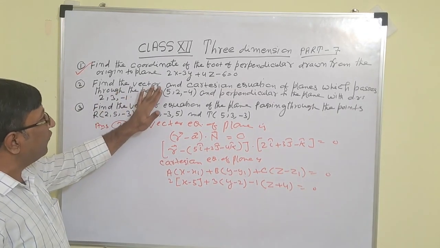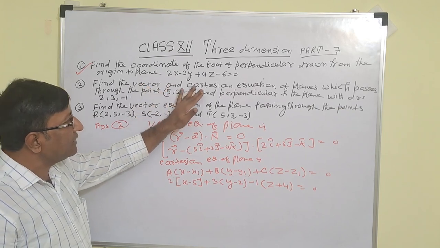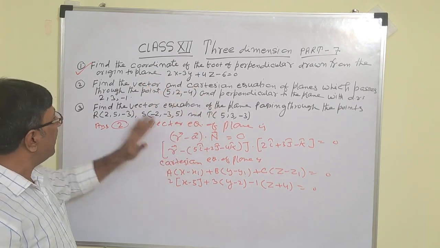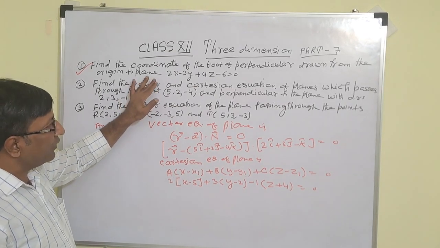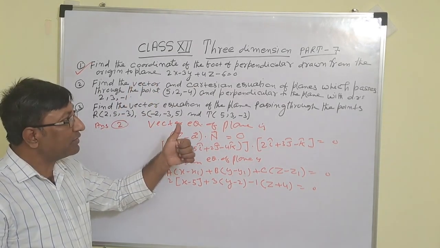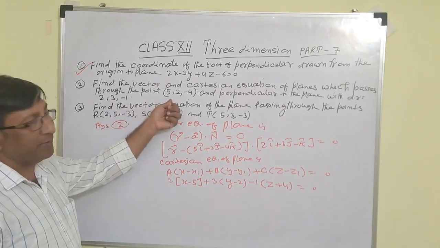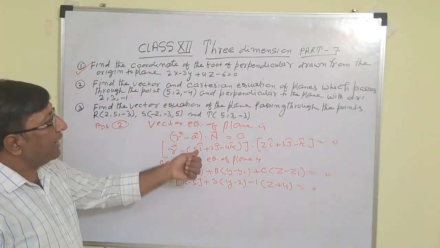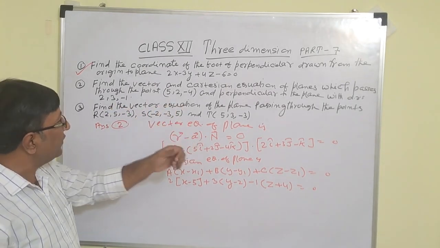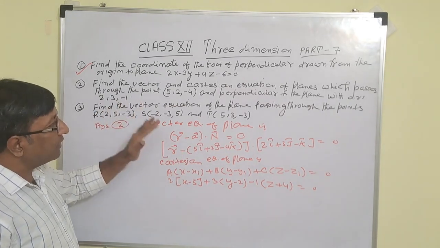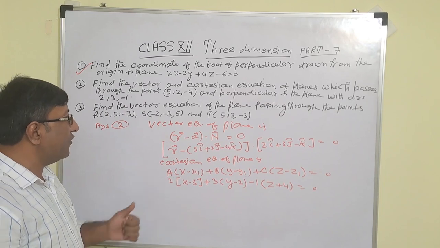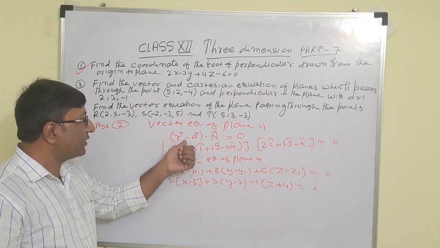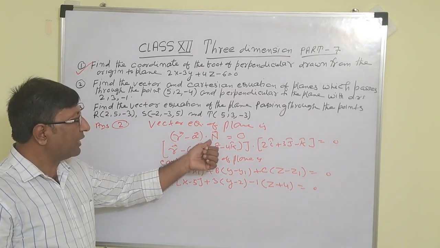Look, find the vector and Cartesian equation of the plane which passes through the point. Whenever we have to find the vector equation or Cartesian equation, what is given? The passing point (5, 2, -4) is given, and the plane is perpendicular to the plane with given direction ratios. So the direction ratios of the plane are given. For this type of question, the vector equation of the plane is (r vector minus a vector) dot n vector.